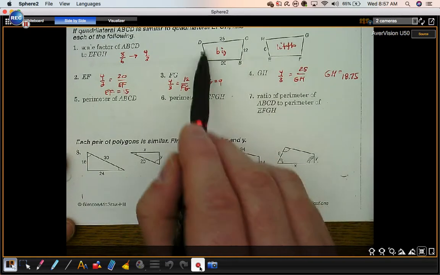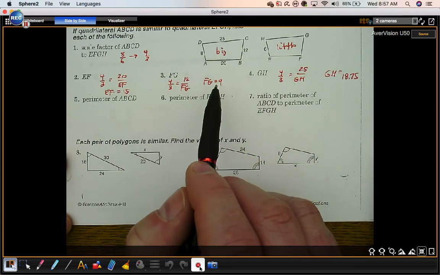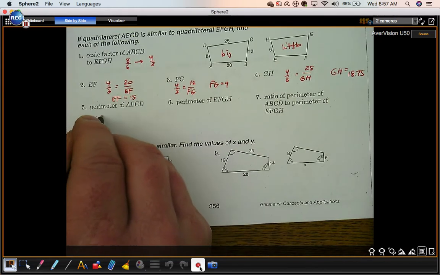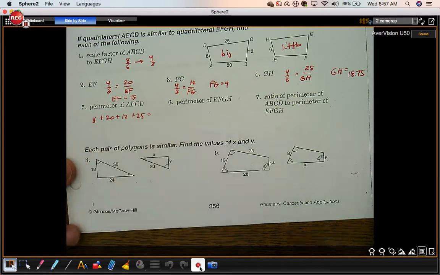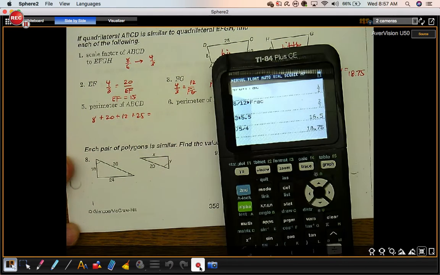Number 5 says, let's find the perimeter of the bigger figure. Well, that just involves adding up your 4 side lengths. So I think that gives you 65, but let's double check. 8 plus 20 plus 12 plus 25. Yep, 65.